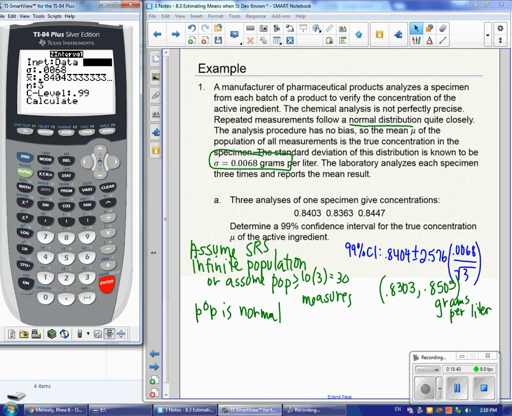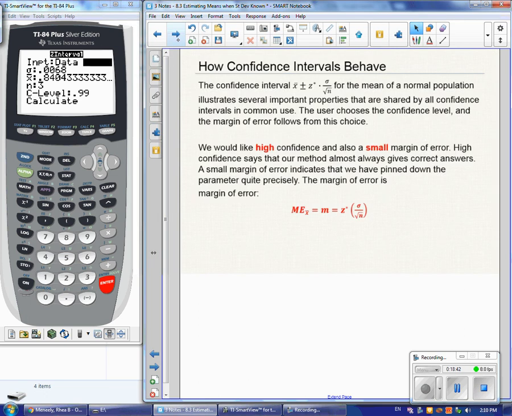Okay, let's talk about how confidence intervals behave. So the confidence interval, x bar plus or minus z star times the standard deviation over the square root of n for the mean of a normal population, indicates several important properties that are shared by all confidence intervals. So this would be true even for proportions. We definitely want to have high confidence, but we also want to have a small margin of error. So high confidence says that our method almost always gives correct answers, and a small margin of error indicates that we've sort of pinned down the parameter quite precisely.